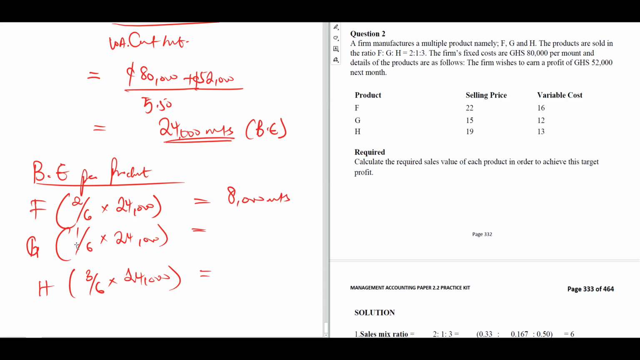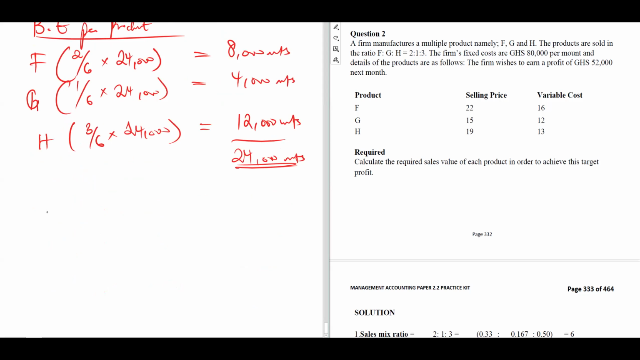This guy, 24,000 by 6, 4,000 units must be produced. And the last one, we need to produce 12,000 units of that product, still giving us the same 24,000 units. I hope that is clear. So now that we have this, we need the selling price for each product, right? We need sales per product. And now, what is the sales revenue at break even, right?